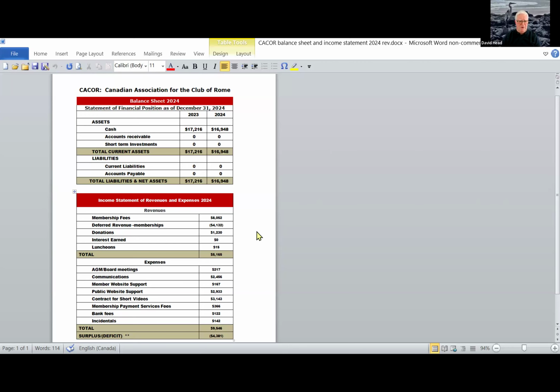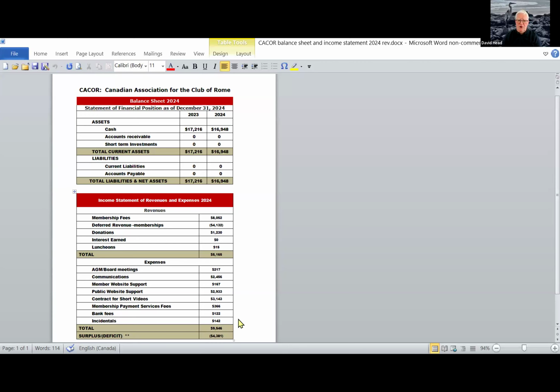If you look in the section down here where it says deferred revenue memberships, what does that mean? Well, those are there because we now have multi-year memberships, and some of that money is reserved for ongoing years. If you spend it now, you don't have it next year. So in accounting terms, you put it into next year. If you take a look at it from that basis, we had something like a $4,400 loss in the year. Not terrible, but we're not going to go bankrupt.